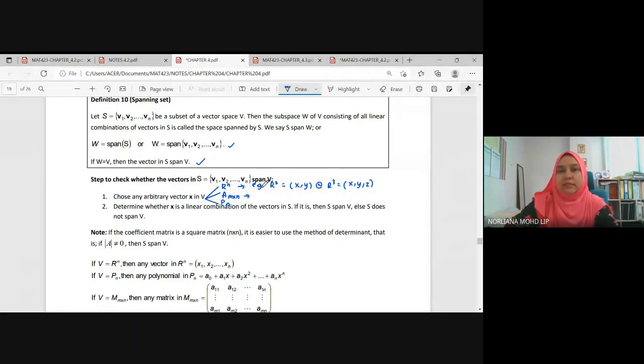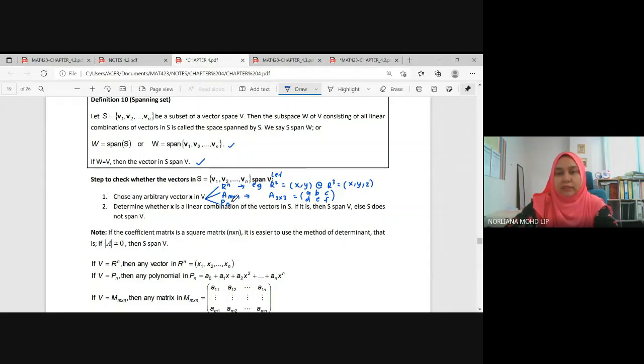Second type of vector: if the question is given in matrix form, for example a 2 by 3 matrix, the arbitrary vector x, you can let it be any matrix of the form 2 by 3, for example a, b, c, d, e, f. You need to create the vector x like this.